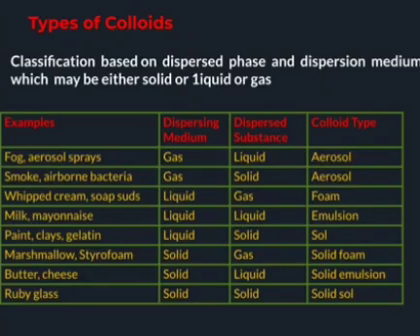Example: cream and soap suds. In this, the dispersion medium is liquid, the dispersed phase is gas. Here these colloids are foams. Example: milk. In this, the dispersion medium is liquid, the dispersed phase is also liquid. Here these are called emulsions. Example: paint, gelatin, etc. In this, the dispersion medium is liquid, the dispersed phase is solid.